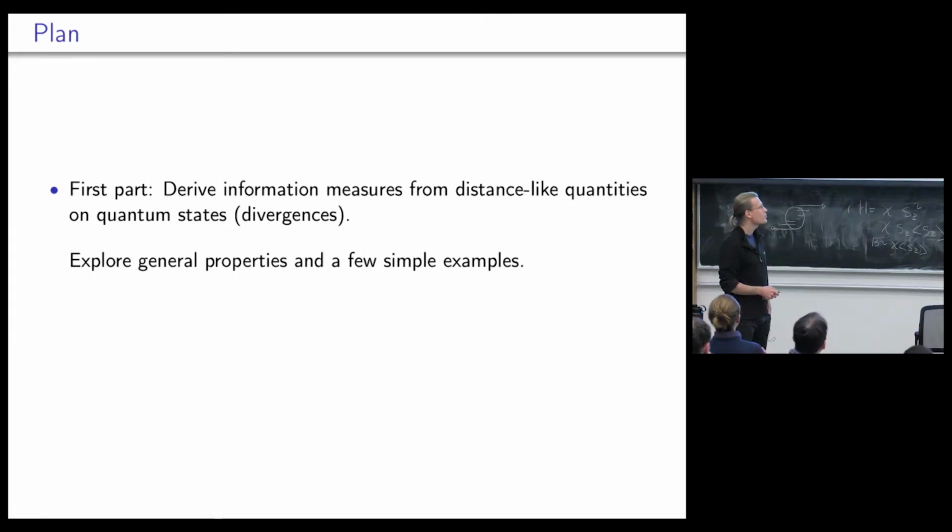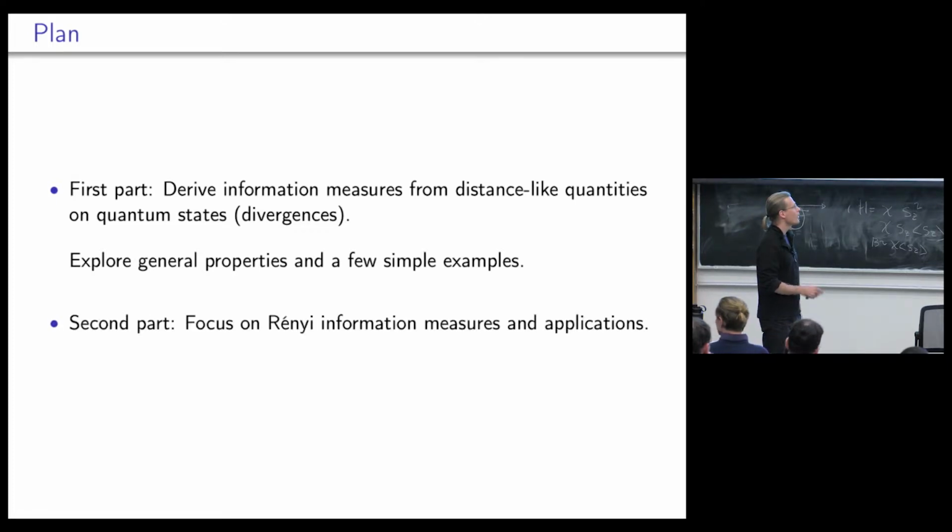And the plan of the talk: in the first part, we are going to derive abstract information measures from distance-like quantities on quantum states, right? So we are going to introduce so-called divergences and derive information measures from these. And I will only give a few very simple examples that you can very easily verify the properties of. And in the second part, we will focus on Rényi information measures and their applications. Okay. The first part should be quite elementary and hopefully easy to follow. The second part will be more dense in information and probably a little bit more advanced.